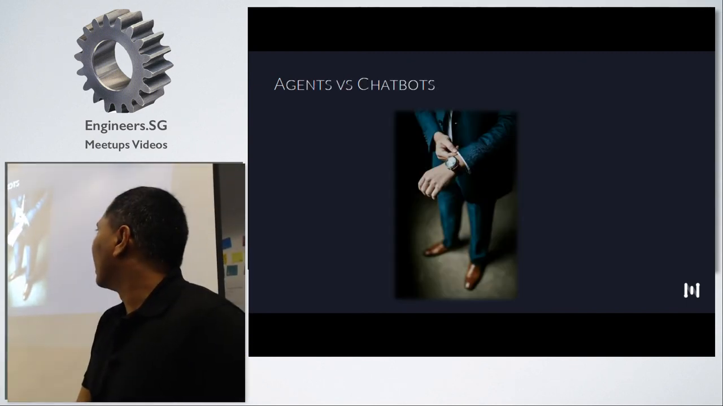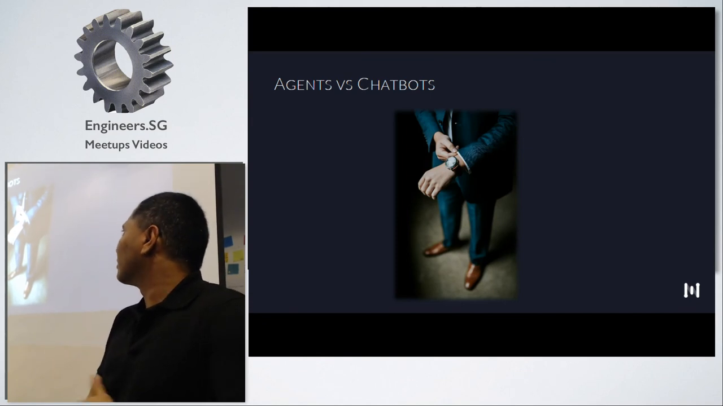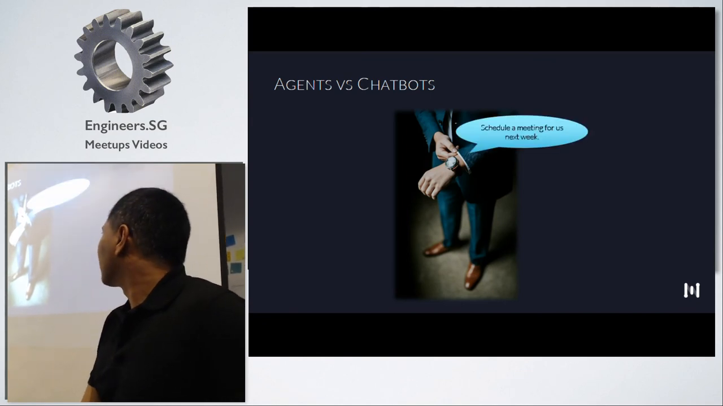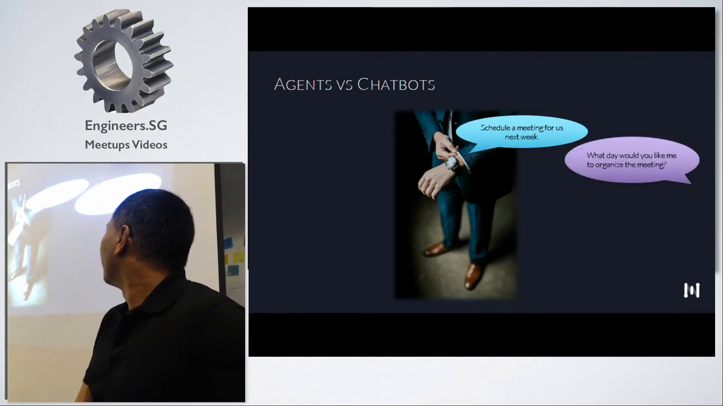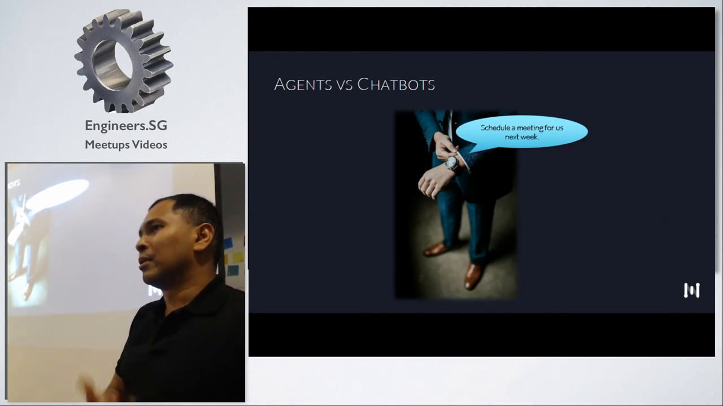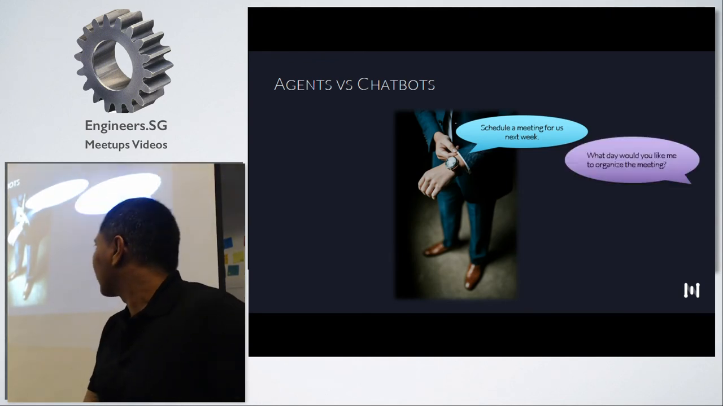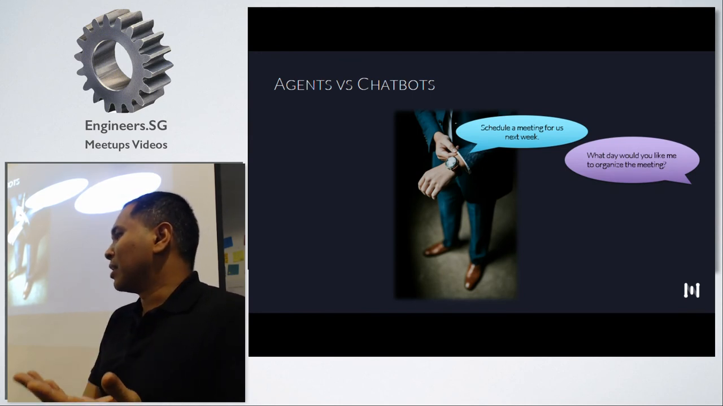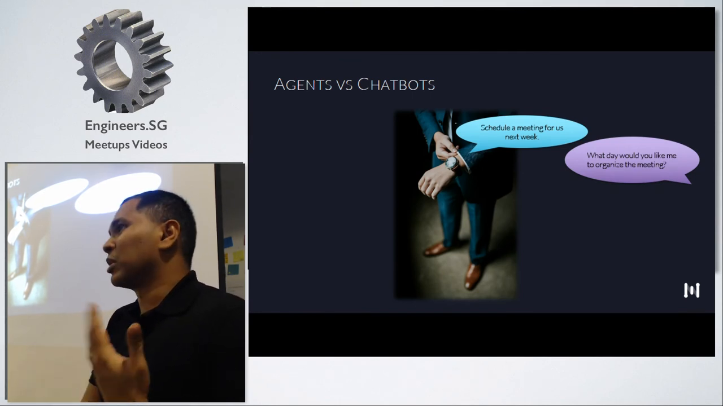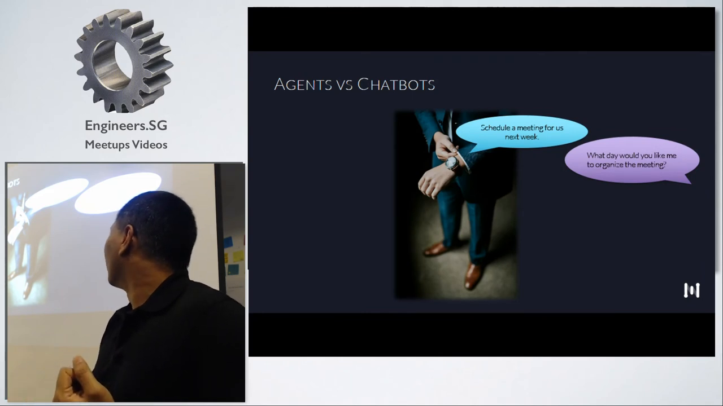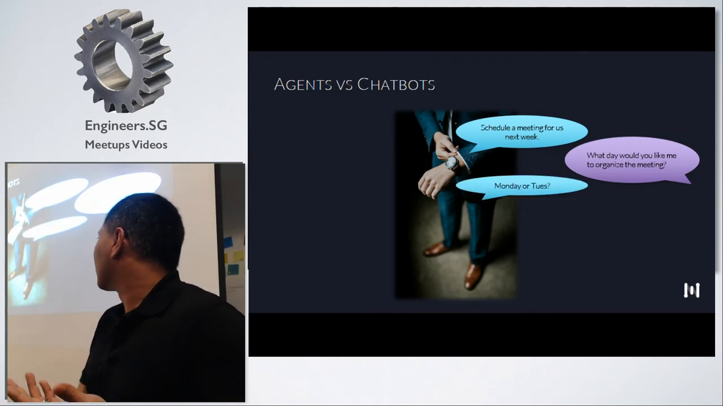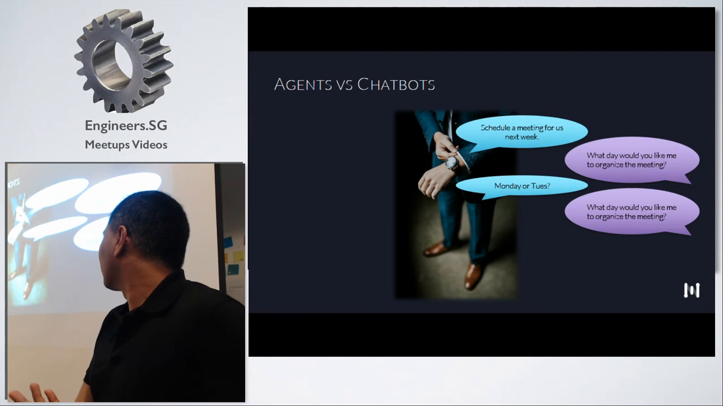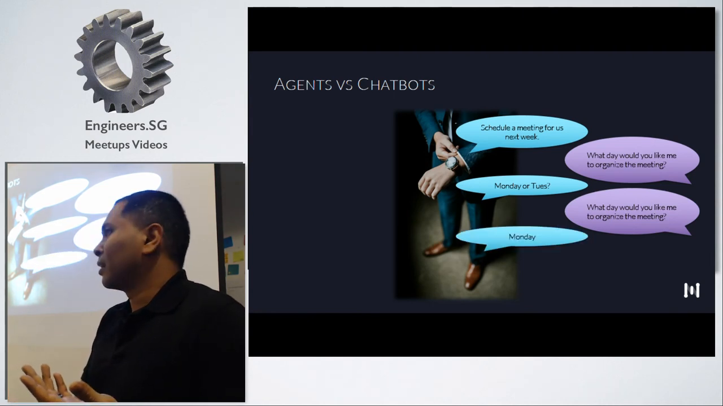Another quick thing about what's an agent versus a chatbot. Here's a chatbot. It says, schedule a meeting for us next week. You notice this is a pretty broad statement. You didn't say when. But it turns out that chatbots today tend to function a little more like IVR agents. They want to know something specific that you want them to do, so they need to know what day. Maybe you suggest 2 days and that's still not good enough. And then they want to know what time.